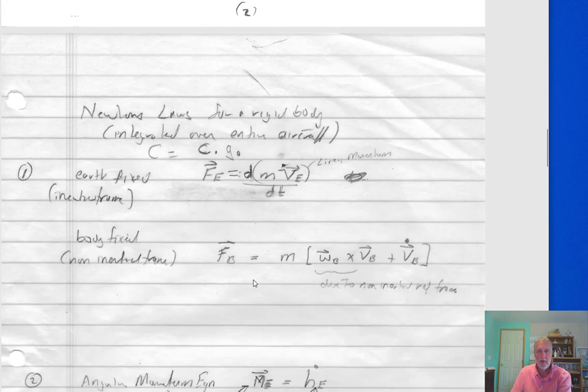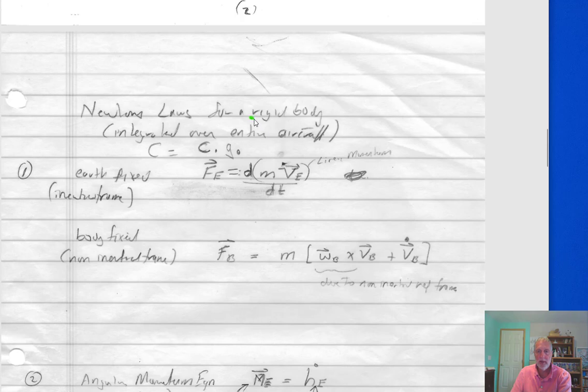Alright, Newton's laws for a rigid body. It's key that we're talking about a rigid body, because if it's non-rigid, a bunch of extra terms get put into the equation. So in the Earth-fixed coordinate system, it's easy, because this is an inertial reference frame. We know that, or we're assuming it is, even though the Earth spins about its own axis and goes around the Sun, and the Sun goes around the center of the galaxy, and the galaxy is moving through space.